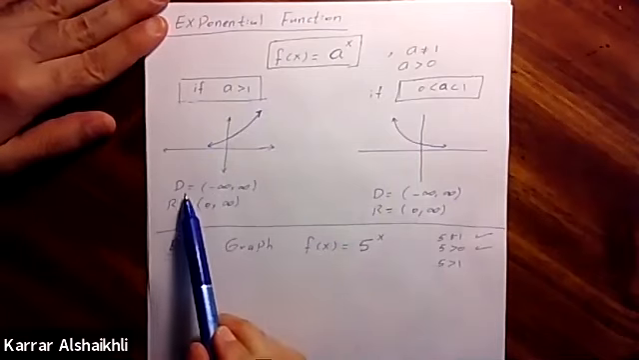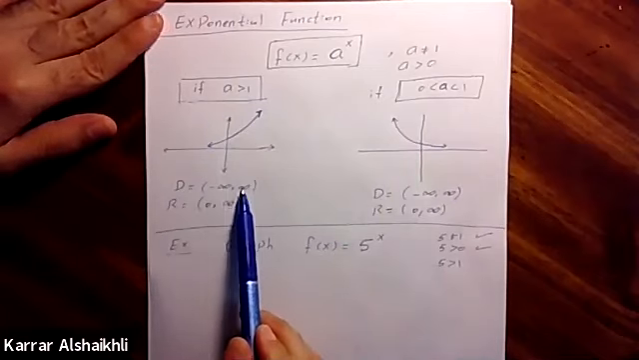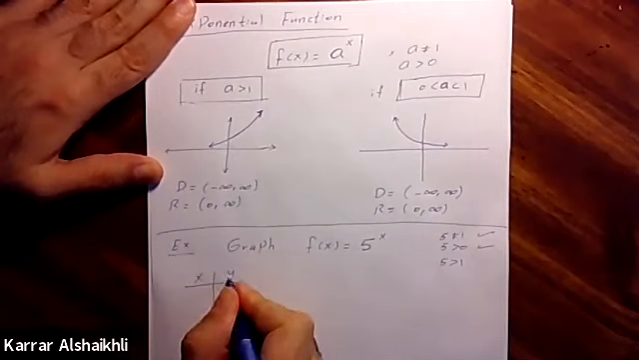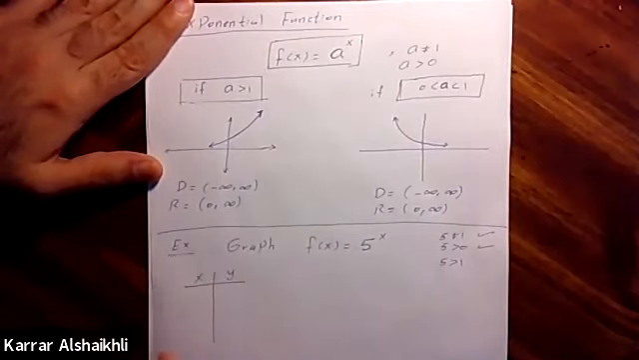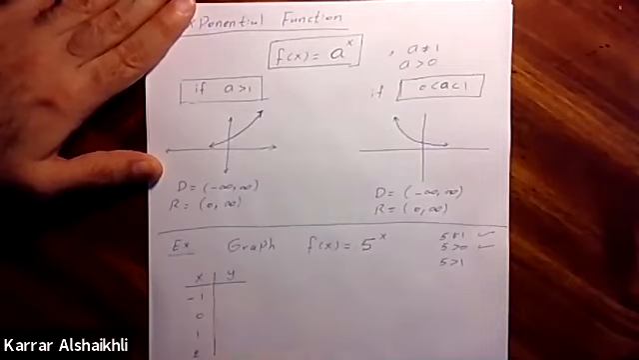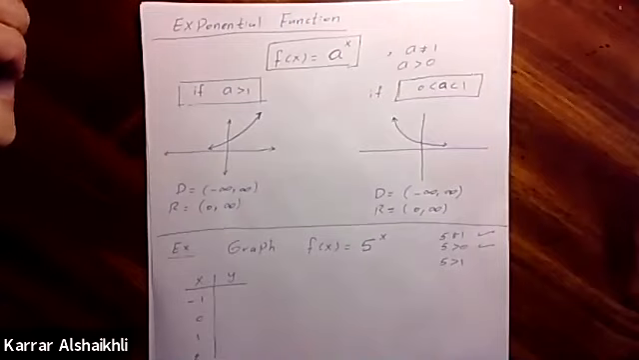The first thing, my domain is from negative infinity to infinity. That means I can choose negative numbers and positive numbers. So let's choose -1, 0, 1, 2. You see, I choose negative number, positive number, 0, and positive numbers. So it's up to you. 3 numbers is going to be enough.